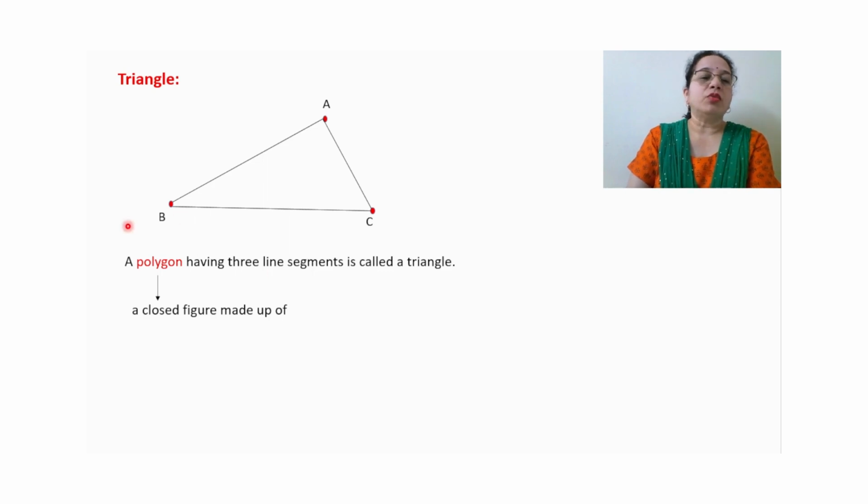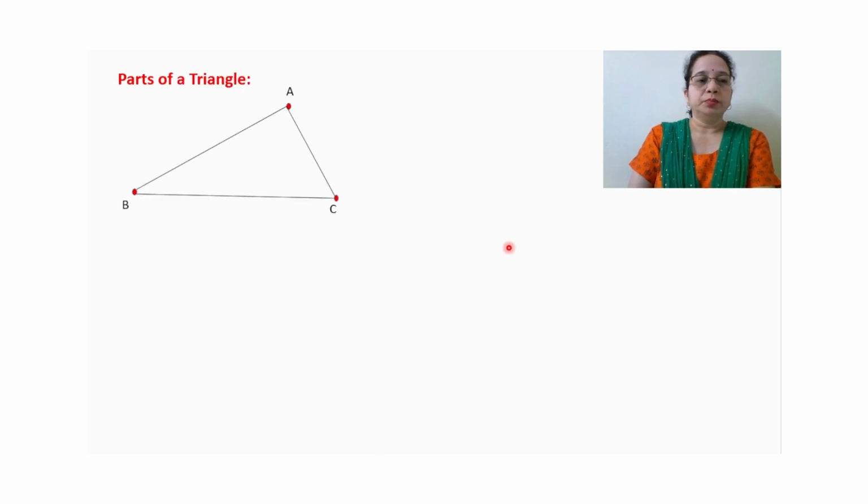Or we can say one more thing, all the three points are non-collinear points. So you can define it like this also: a figure formed by joining three non-collinear points is called a triangle. It's up to you. In different books you may get different definitions.